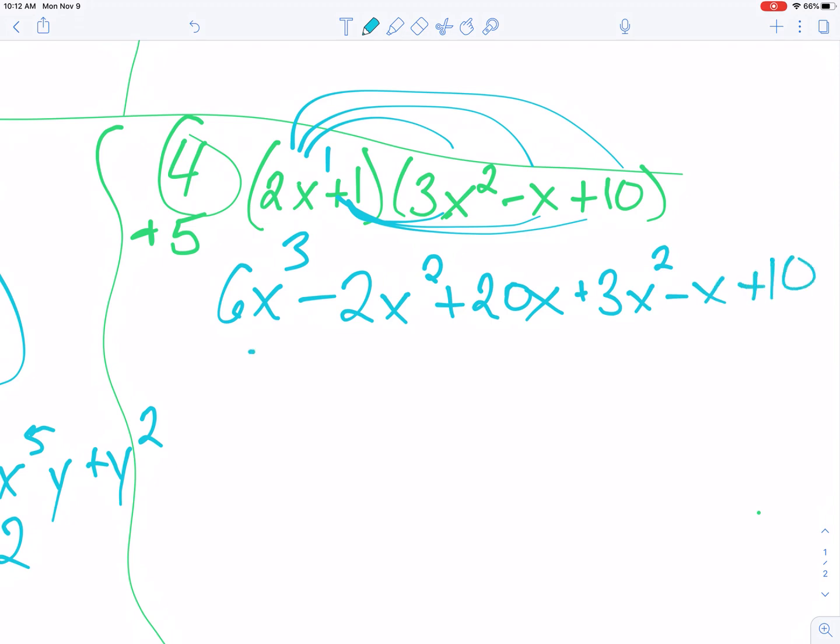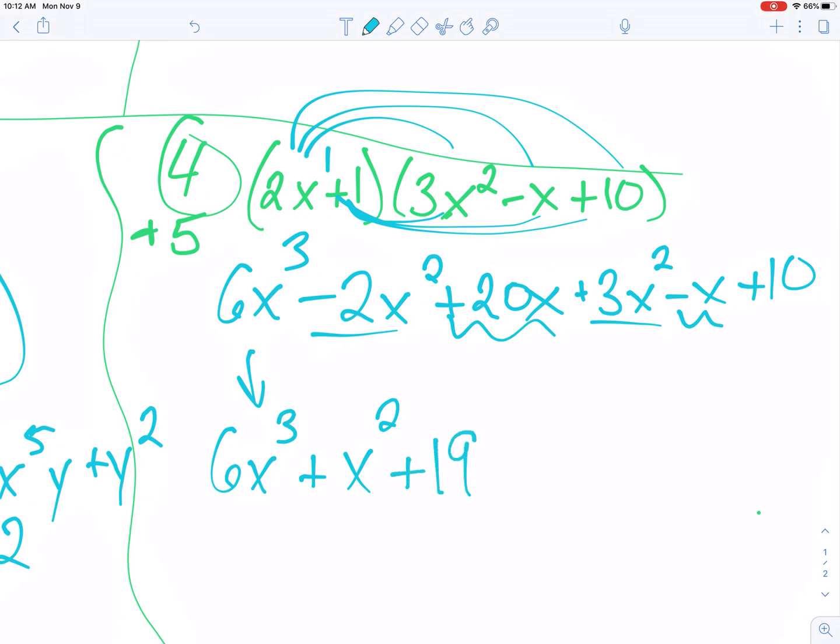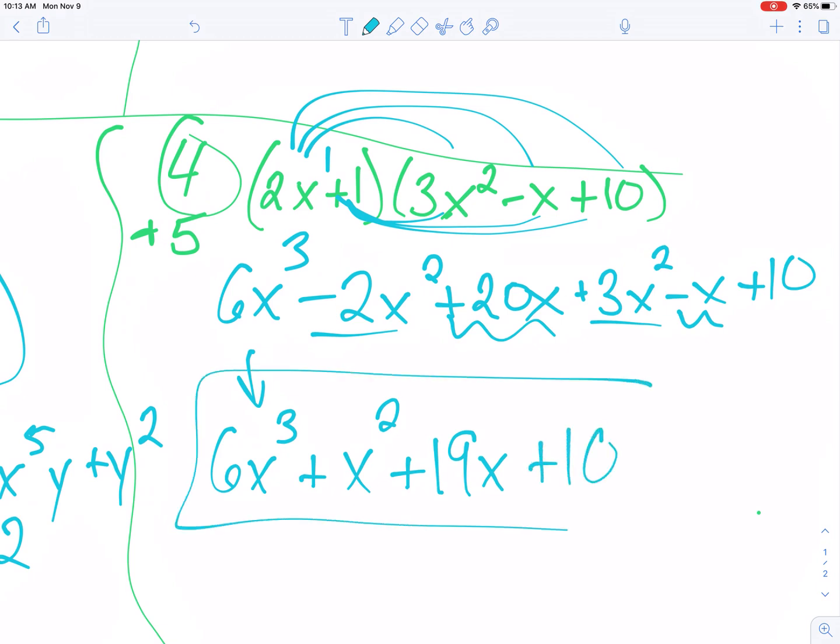Now combine like terms. There's nothing that can combine with an x cubed. Looks like I have a couple different x squareds to make a 1x squared, or just x squared. A couple different regular boring x's to make 19x. And last but not least, that plus 10.